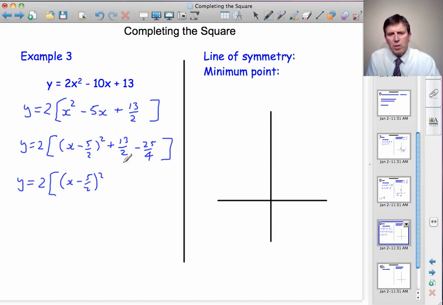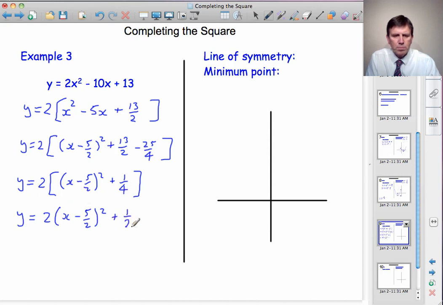Now what have we got here? Let's put it on a common denominator of 4. 13 over 2 is 26 over 4. 26 over 4 minus 25 over 4 is plus 1 over 4. And now I can remove the square brackets. Y is equal to 2 times x minus 5 over 2 all squared, and 2 times plus a quarter is plus a half. And now we can identify the line of symmetry. That occurs when the bracket is 0, so x is 5 over 2.